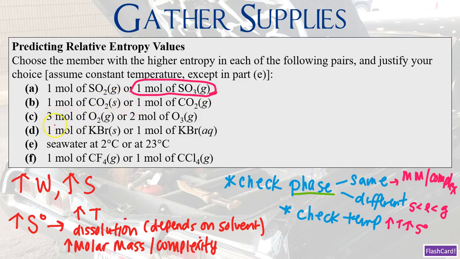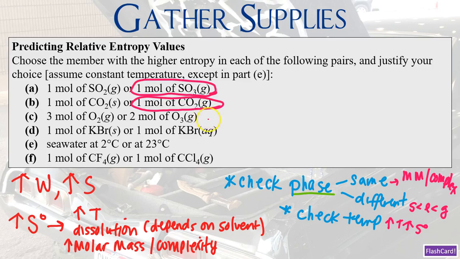Now let's go to letter B. We have 1 mole of CO2 versus 1 mole of CO2. But this first mole of CO2 is in the solid phase versus this mole of CO2, which is in the gaseous phase. So when we have different phases, we go off of solid, liquids, and gases. Therefore, I'm going to choose 1 mole of CO2 gas. Again, for a given substance, entropy is going to increase as the phase changes from solid to liquid to gas.